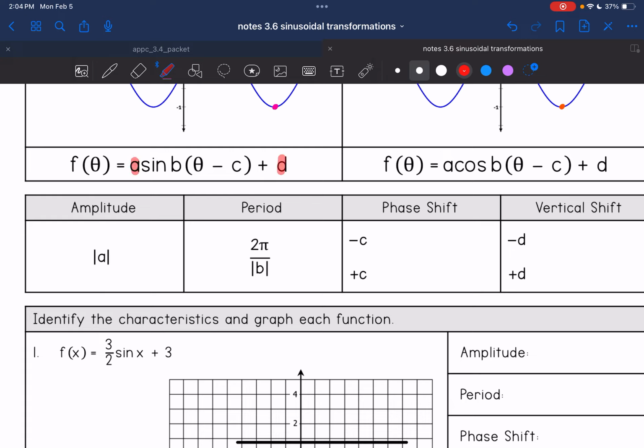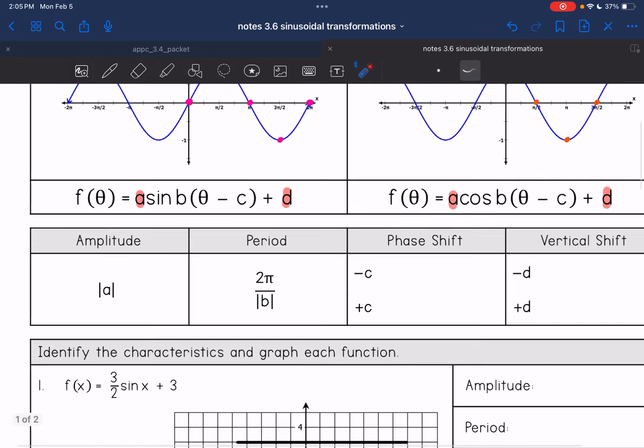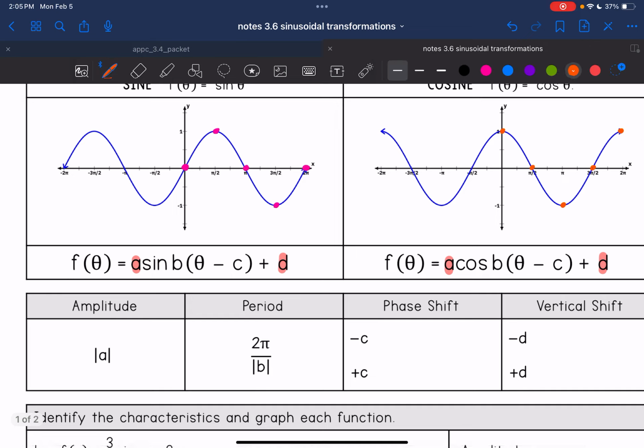Okay, so when we look at these functions, we're going to look at them in this order. A and D both do vertical transformations. So A and D are going to affect your y-axis. What we learned on Friday is that A will always be the amplitude. That's going to be how tall the waves are. So right here, that's A. Or you could go down to the minimum, that's also A. Either way, the distance from max to midline is A.